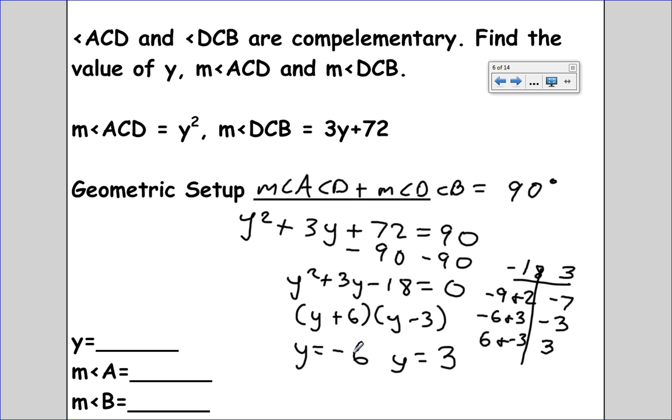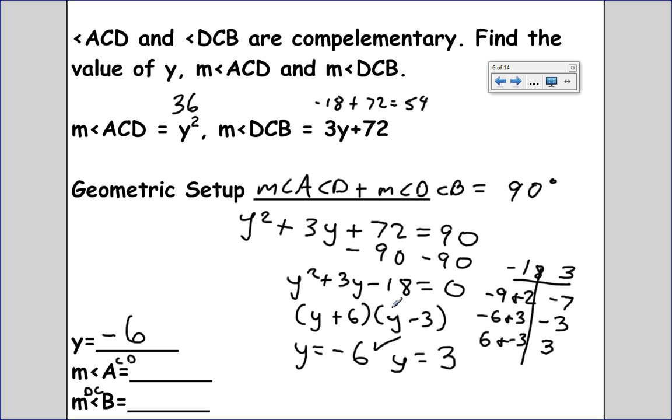Now we have to determine if either of these work or if both of them work. So let's start with negative 6. If we plug in negative 6 for ACD, and this should be measure of angle ACD right here, this should be measure of angle DCB right here. If we plug in negative 6 for y squared, we get 36, because negative 6 squared is 36. Now we do it here, we get negative 18 plus 72, which equals 54. Both those answers gave me a positive angle, which is a possibility. So negative 6 works as an answer.